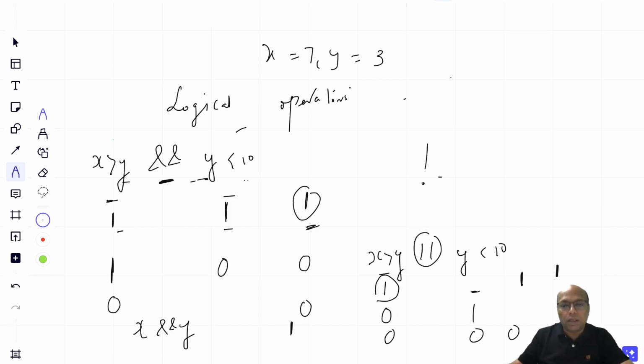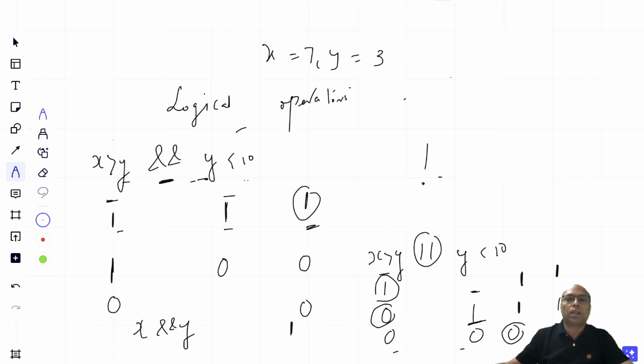If the left hand side is 0 and the right hand side is 1, the result is 1. If both the sides are 0, the result is 0. Okay. Now let us see what the NOT operator is going to do.